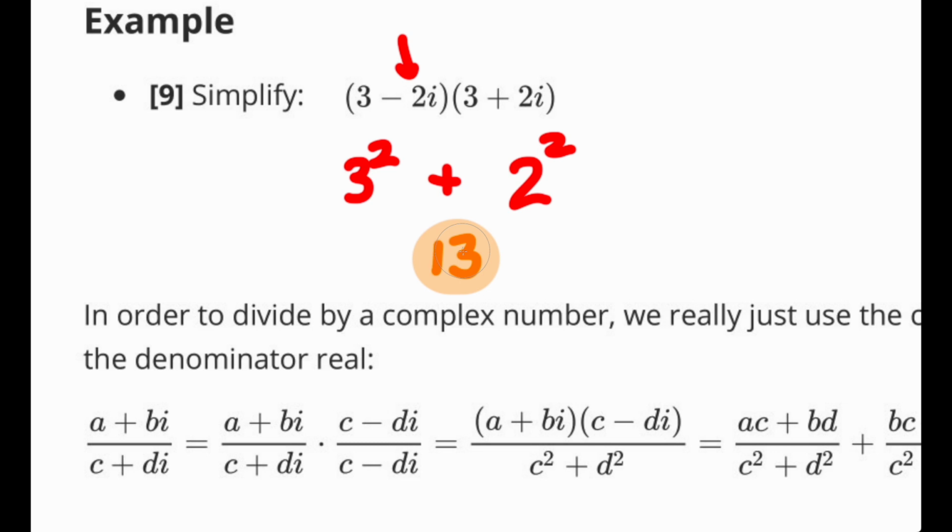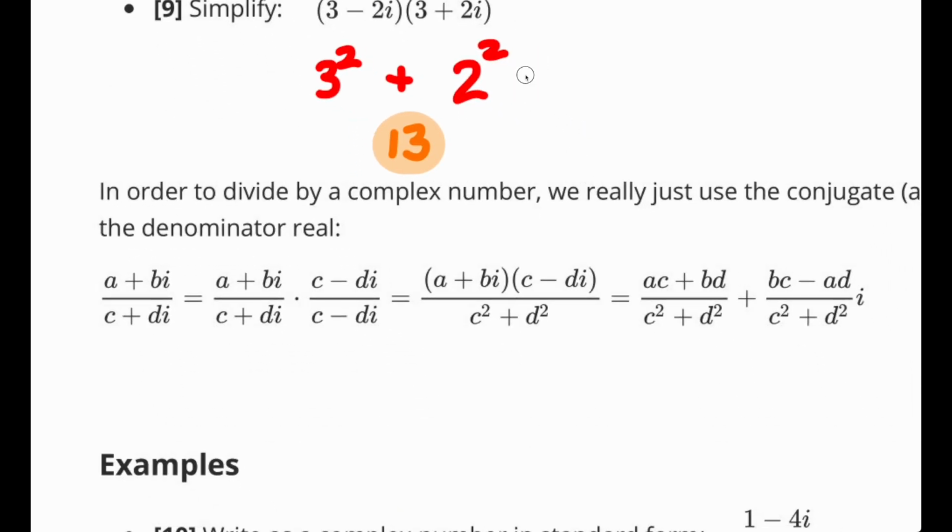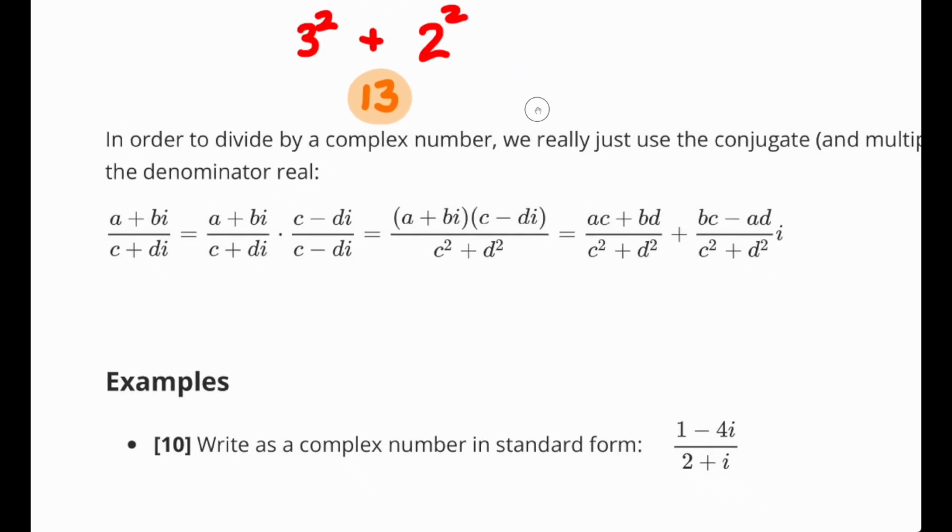I'm just showing you the shortcut of what you can do if you really wanted to. Square the first one, square the b, and then just add those together. Again, it only works with conjugates. It doesn't work if they're not conjugates. You have to literally work the whole problem out if they're not conjugates like that. This is a special trait for conjugates.